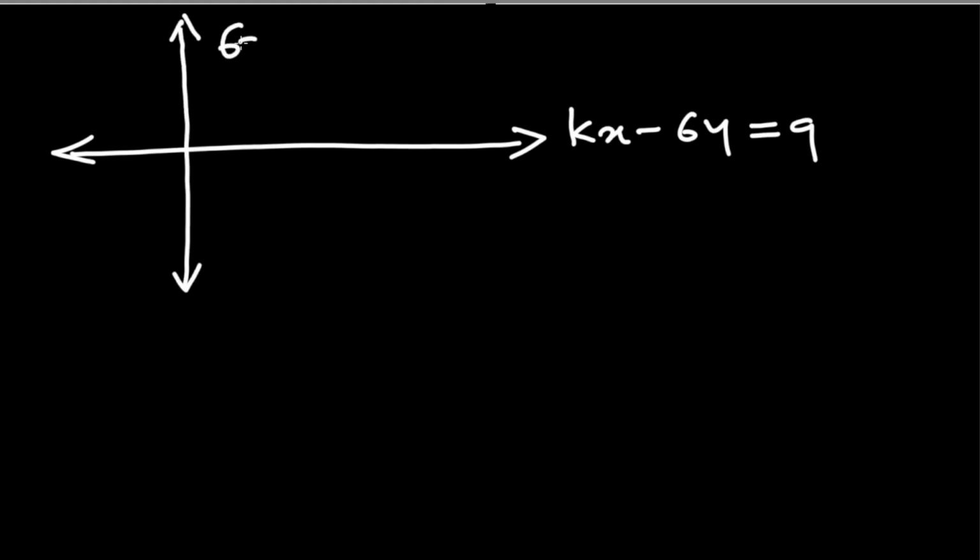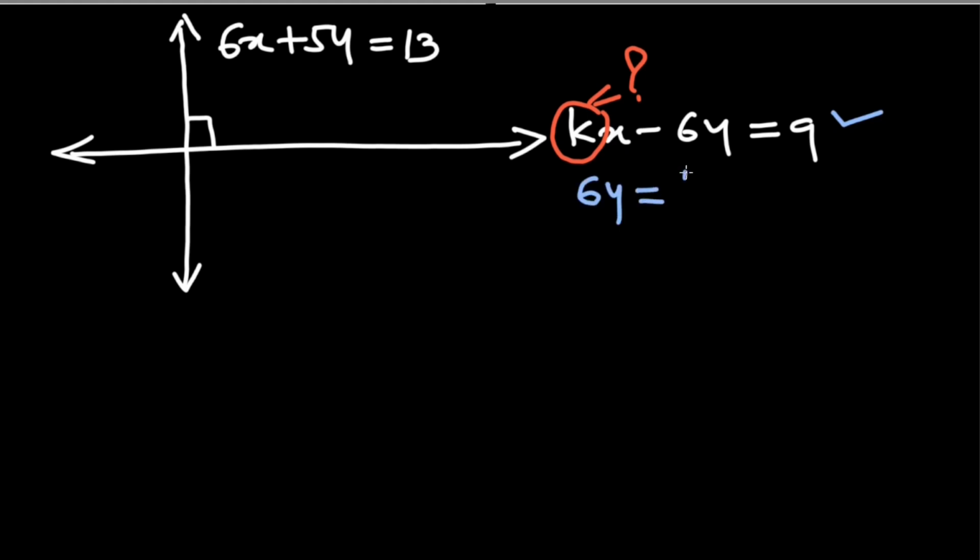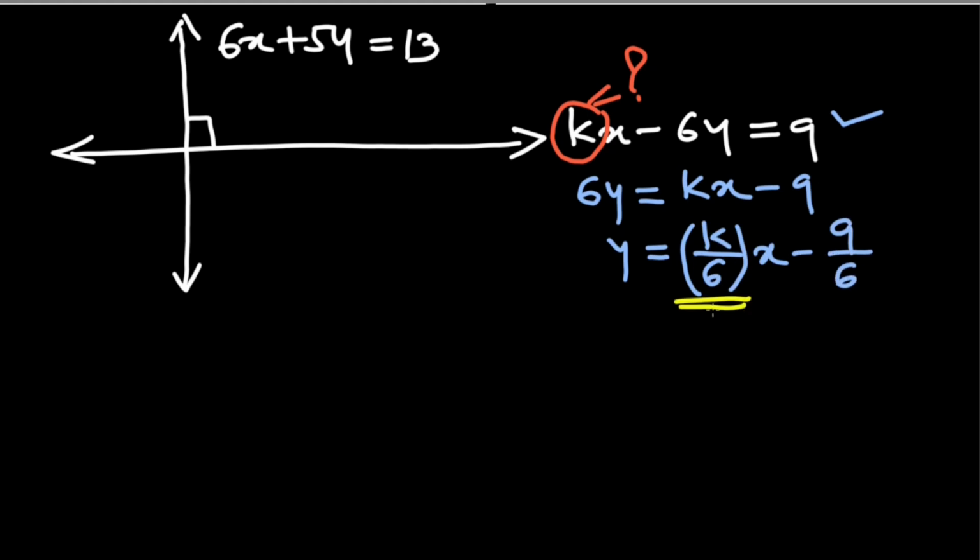Line kx minus 6y equals 9 is perpendicular to a line 6x plus 5y equals 13. We have to find the value of this k. We know that when two lines are perpendicular, the product of their slopes is minus 1. Let us find the slope of kx minus 6y equals 9. We write 6y equals kx minus 9, that will be y equals k by 6 times x minus 9 by 6. Here k by 6 is the slope of this line. Let us name it m1.